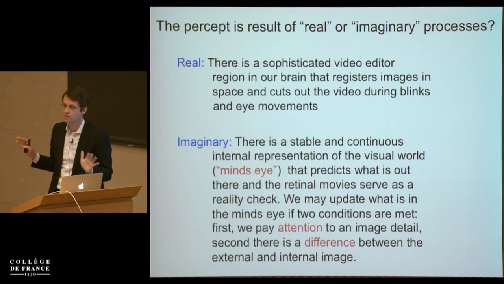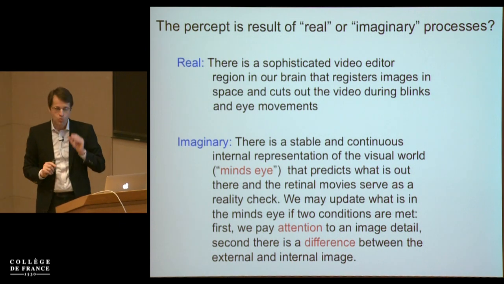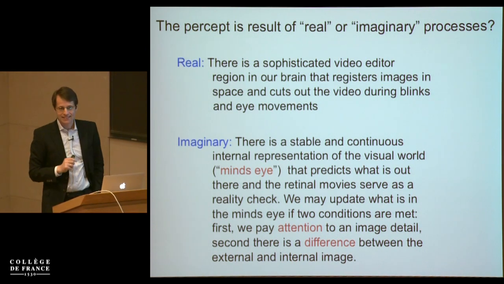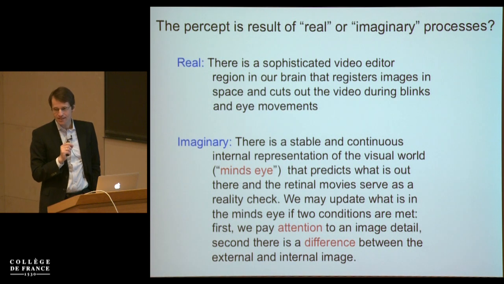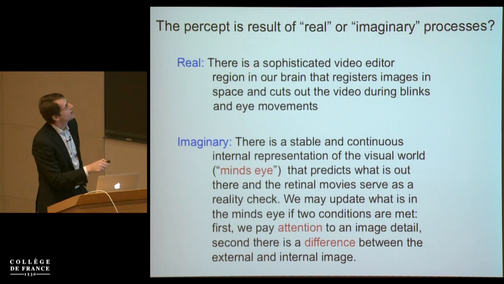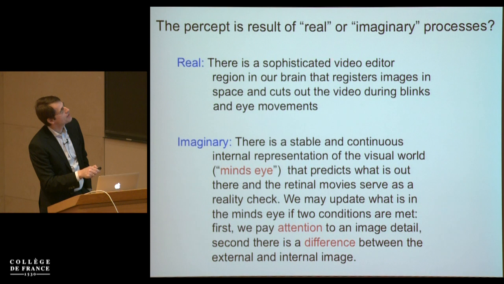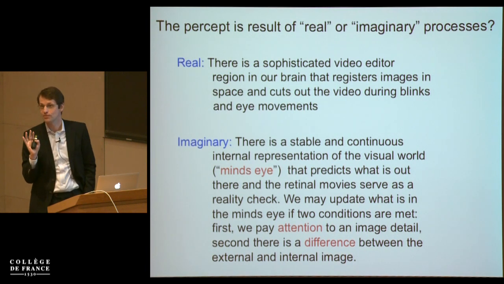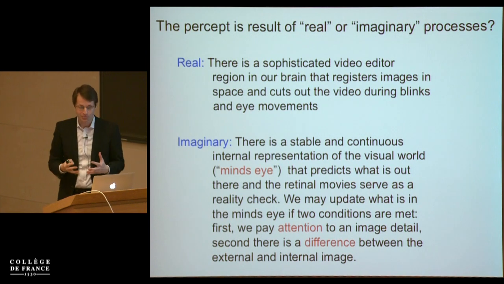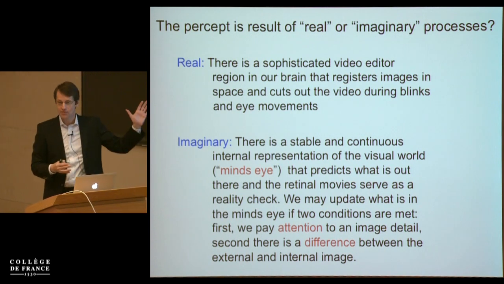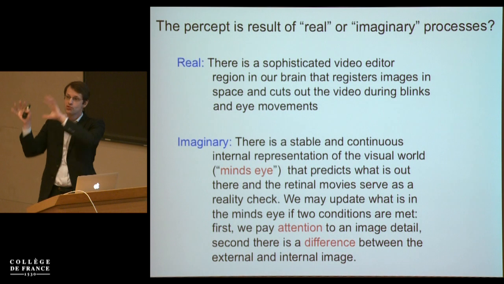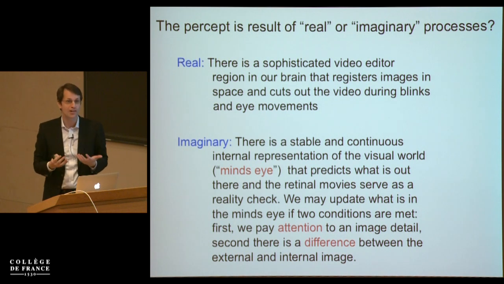So there are two ways to explain what I just showed. There's one way to explain it where there is no problem here. All that I've shown you is that there is a sophisticated video editor in your brain that registers images in space and cuts out the video during blinks and eye movements. That is possible, right? I can write an algorithm which simply does the same thing to make a continuous movie from a jumping movie if I do some correlation-based cutting.